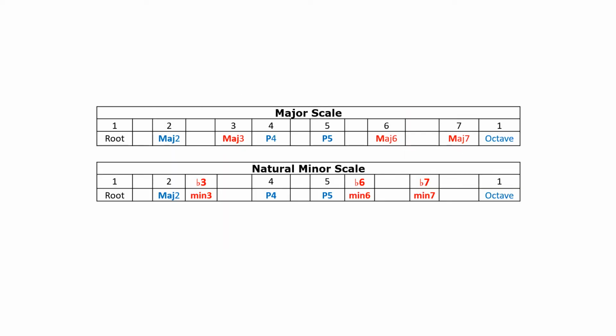The intervals in the natural minor scale, which are the same as the intervals found in the major scale, are the major second, perfect fourth, perfect fifth, and octave intervals. When you flatten the major third, major sixth, and major seventh degrees of the major scale by 1 half step, you derive the minor third, the minor sixth, and the minor seventh degrees of the natural minor scale.